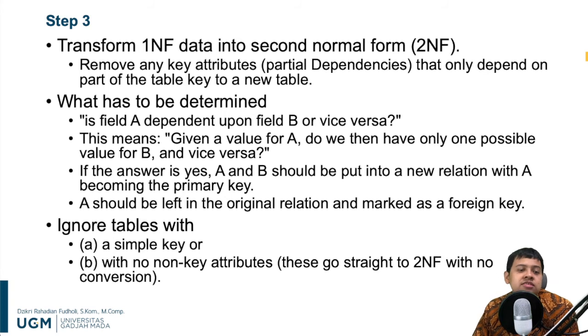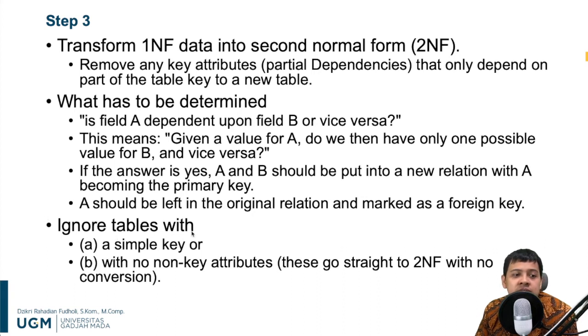Now move on to the third step. We transform the 1NF data to the second normal form. We remove any attributes which have partial dependency, that only depend on part of the table key, to a new table. So what has to be determined is whether field A is dependent upon field B or vice versa. This means that given a value A, do we then have only one possible value for B, and vice versa? If the answer is yes, A and B should be put in a new relation with A becoming the primary key. A should be left in the original table and marked as a foreign key.